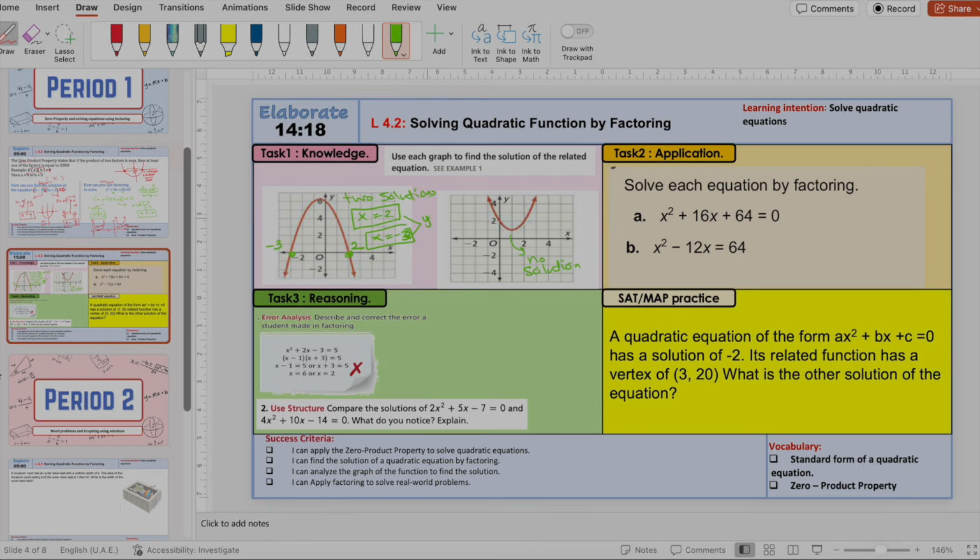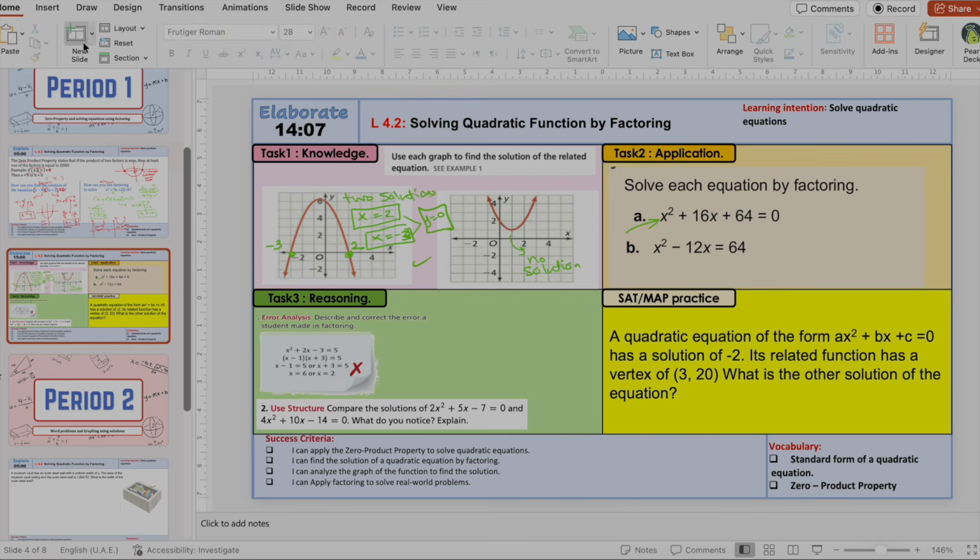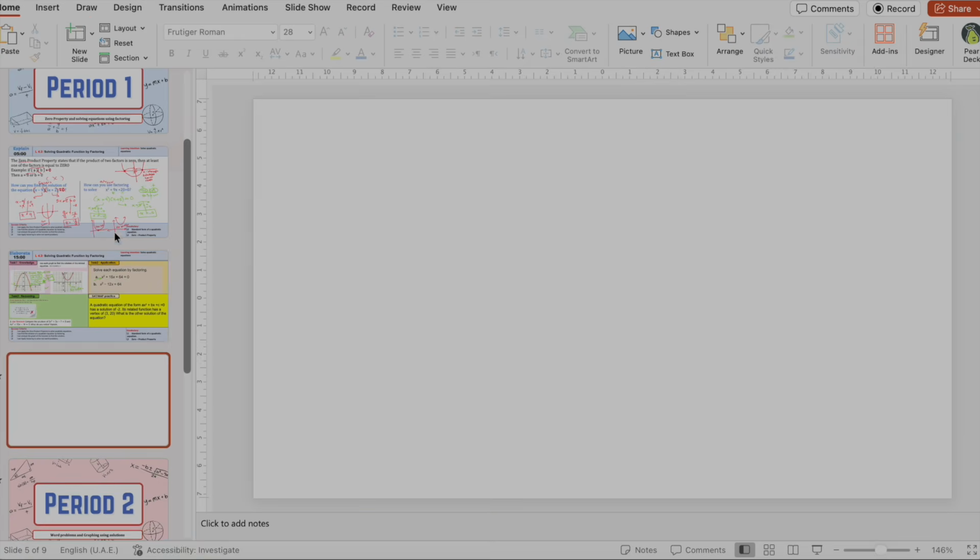Both of them, the y is 0. The equation will equal 0. They are x-intercepts. Solve each equation by factoring. Let's take the first one. Again, if you want to solve such an equation, you need to use factorization.